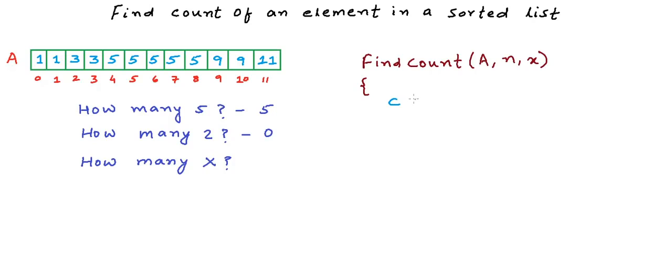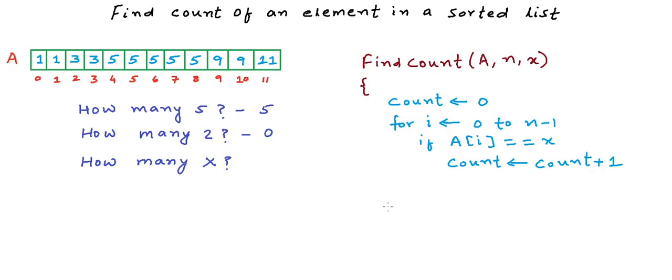We will take a variable initially, let's say the name of the variable is count, and we initialize it to 0, and then we run a loop starting 0 till n minus 1, and if A[i], or the element at index i, is equal to the element x, we increment count, so count becomes count plus 1, and finally when we come out of this loop, we return count. So we are performing a linear search where we are scanning the whole array to search for element x.